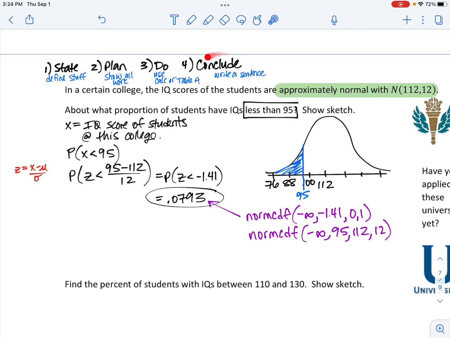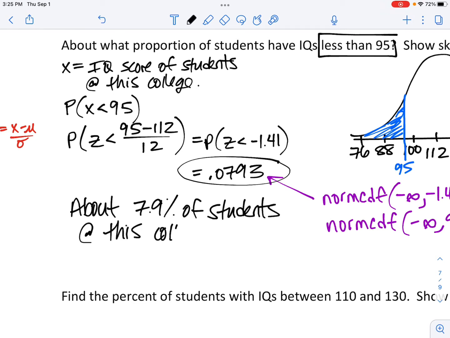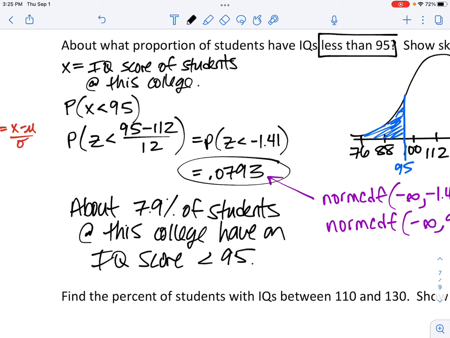And remember the most important part of the problem. Conclude. Do you know what this means? 7 what? 8% what? About 8% of the students at this college have an IQ score less than 95. So I'm going to write that. About, I'll put 7.9% of students at this college have an IQ score less than 95.